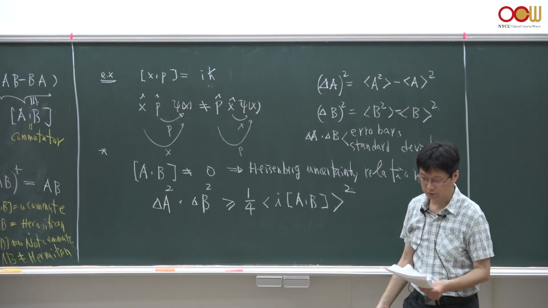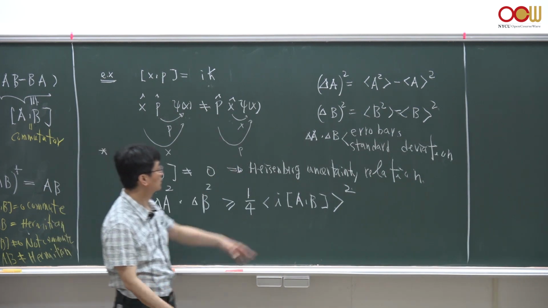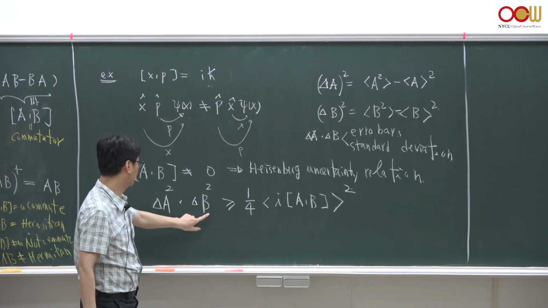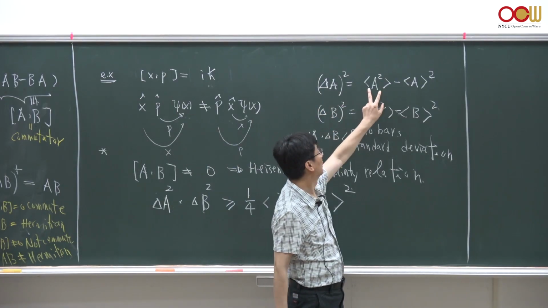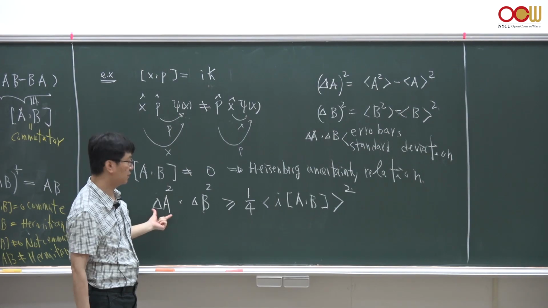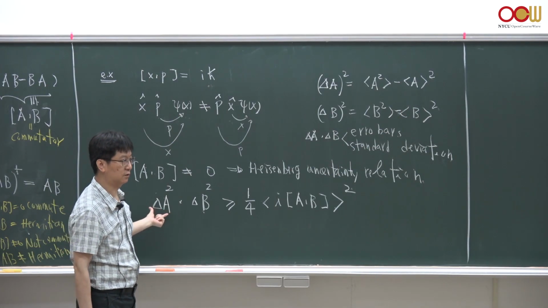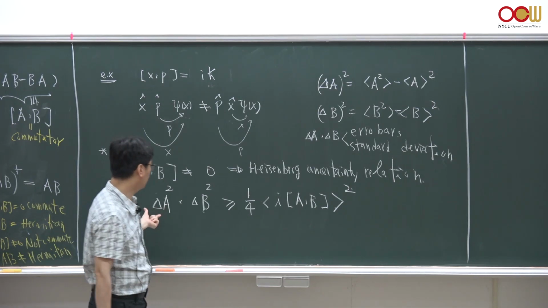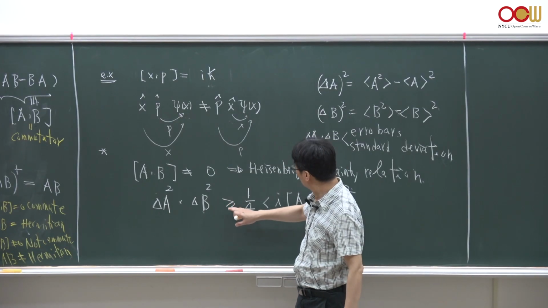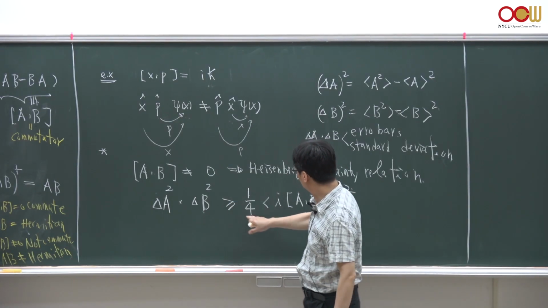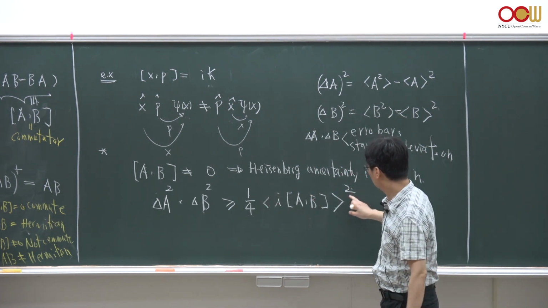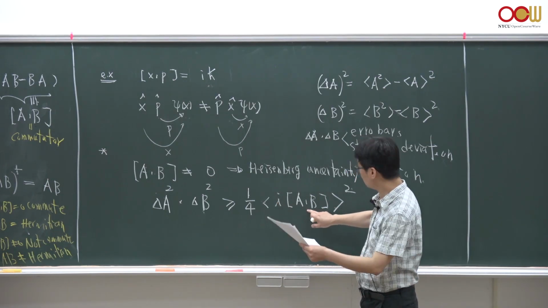When you take a measurement, there must be an error bar, and the error bar is defined by the standard deviation that you know from your mathematics and statistical mechanics. Delta A is the square root of the expectation value of A squared minus the square of the expectation value of A. We will prove this theorem later, but the statement is that the error bar for A, delta A, times the error bar for B, delta B, is greater than or equal to the right-hand side, which is 1/4 times the square of the expectation value of i times the commutator of A and B.